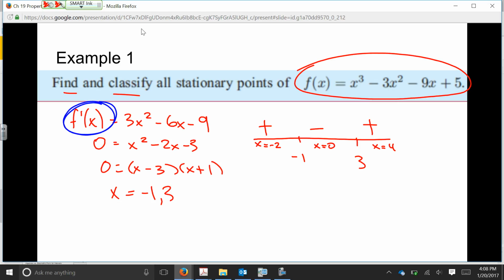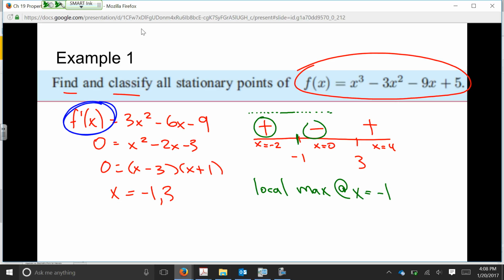So what's happening? As I go along this function, I'm passing through this point where the derivative equals 0. I'm going from positive to negative, so my sign changed. So the function was increasing, then it started decreasing. That means that I have a local max at x equals -1.